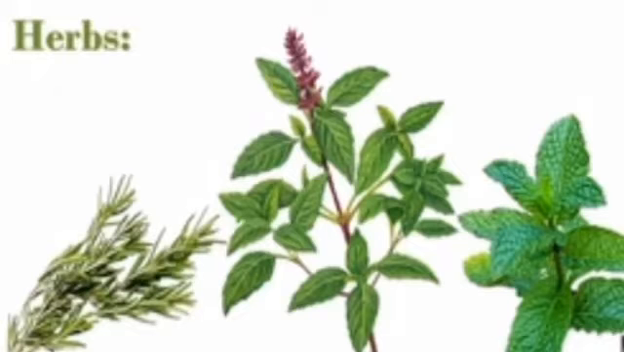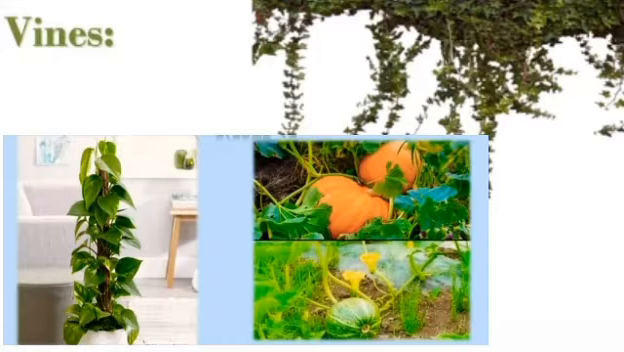Herbs. Herbs grow 1 to 1.5 meters tall. The stems of herbs are green and are quite flexible as compared to those of trees and shrubs. Herbs may live for a few months or up to 2 years.